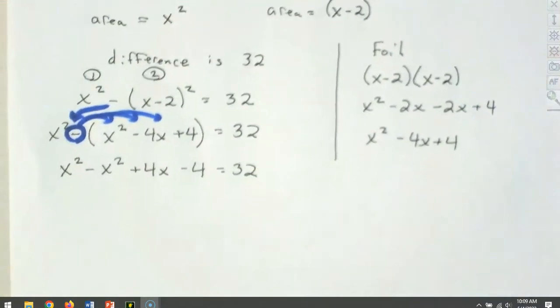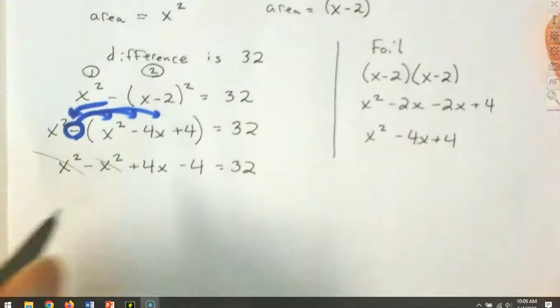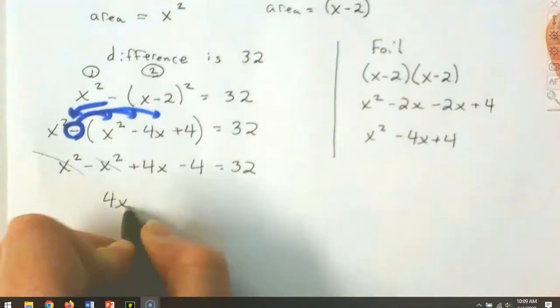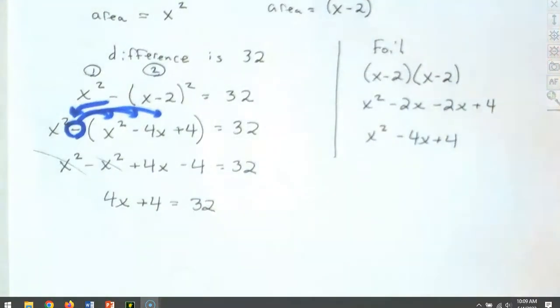Now we need to clean it up. So every time we do a step, we see if we need to clean it up some more, which we need to clean these up. This one's really nice because things are going to cancel. So these x squares will cancel. And now we're left with 4x plus 4 equals 32. And now we can finish it.